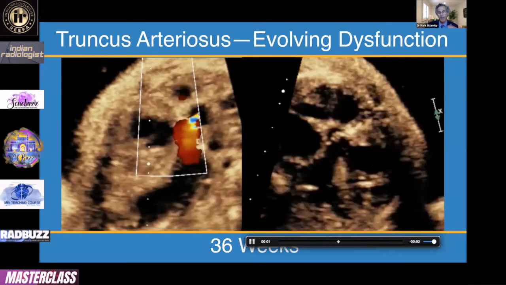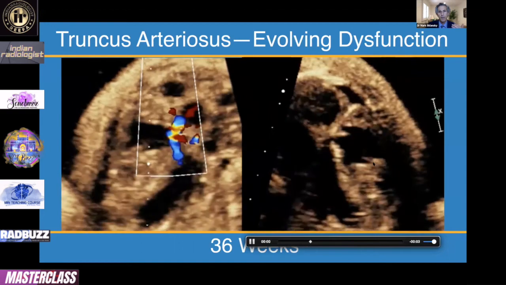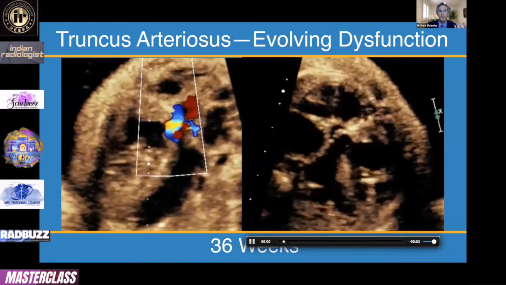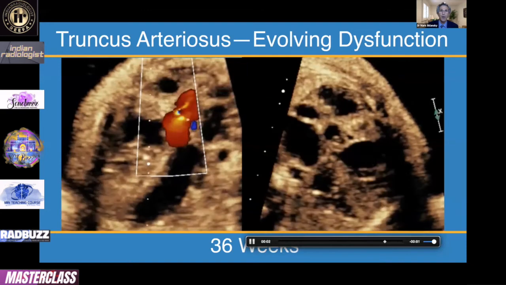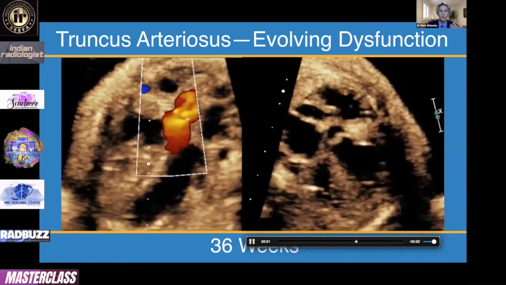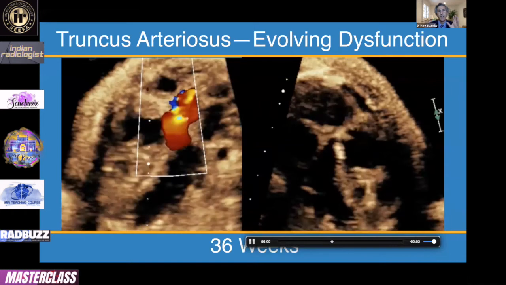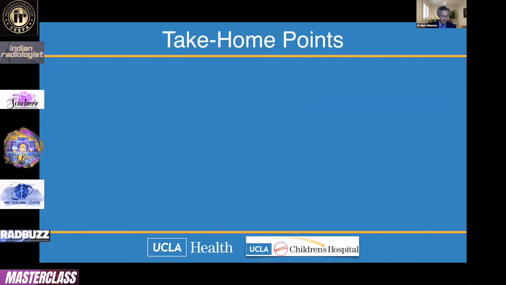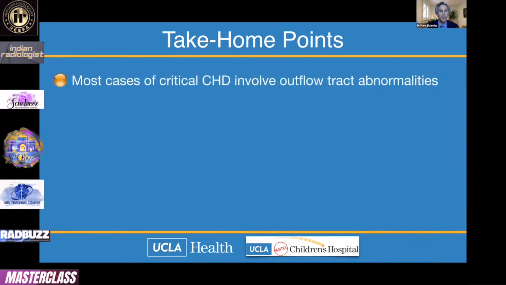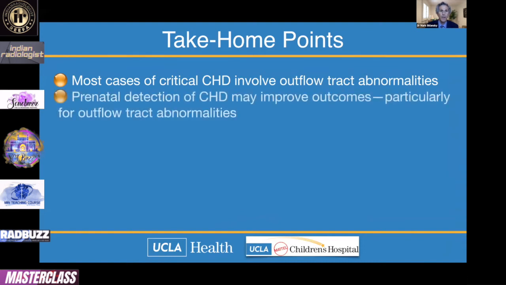So very dynamic, changing condition for babies with truncus with significant truncal valve disease. So it's important to evaluate that as part of your initial assessment to be able to prognosticate and to give accurate counseling. So we've covered a lot of ground, but I just want to leave you with some take-home points: that most cases of critical congenital heart disease involve outflow tract abnormalities. The outflow tract is so important to always evaluate very closely. Prenatal detection of congenital heart disease may improve outcomes, particularly for outflow tract abnormalities.